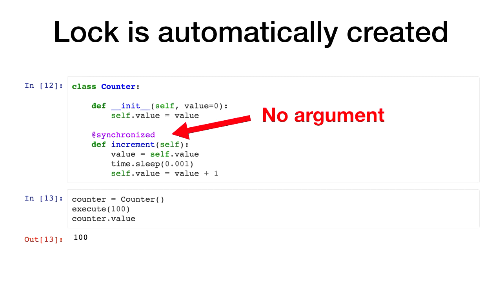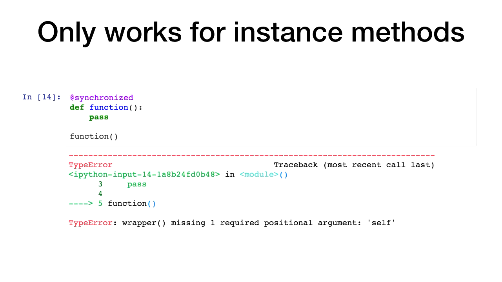So I've got that on a member function. That allows me to have a separate lock on each instance of counter. But I want to use that on a function as well. And this is where it blows up. Because we've special-cased that so that it takes a self argument for the instance, that doesn't apply to a function. So what can we do in this case?